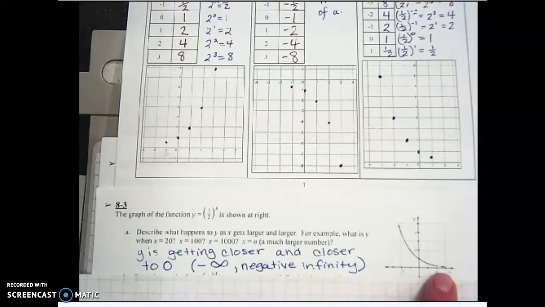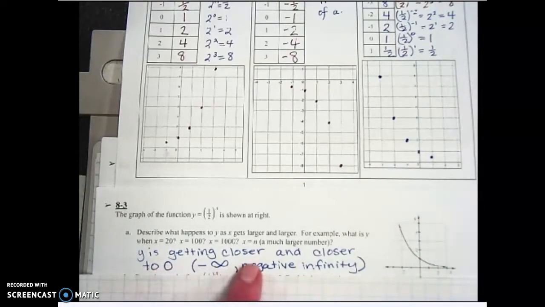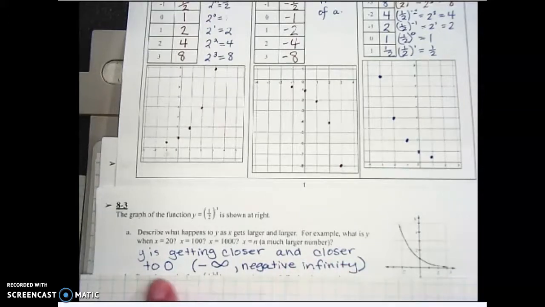It looks like it's getting really, really close, which it is, but it's never going to cross. It's just going to get closer and closer, but it's never going to cross. So here's what you're going to write. You're going to say that the y is going to get closer and closer to 0.